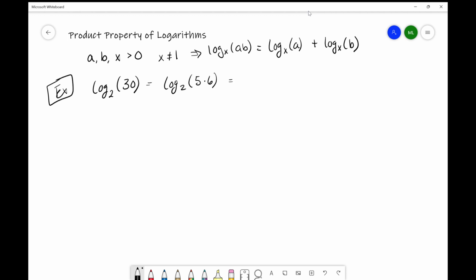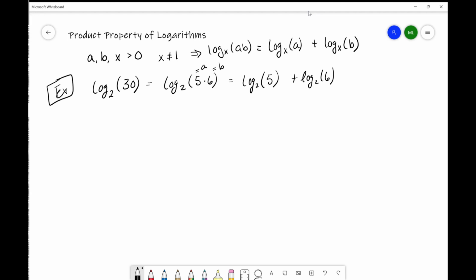If you have a number inside of your log, you can take the factors out, and now you have something that looks like the product property of logarithms, because technically this 5 is your A and this 6 is your B. So now you can split it into log base 2 of 5 plus log base 2 of 6, and this would be your new answer. Depending on the problem you're solving, you can have these approximated in a calculator, or you just leave it as is.